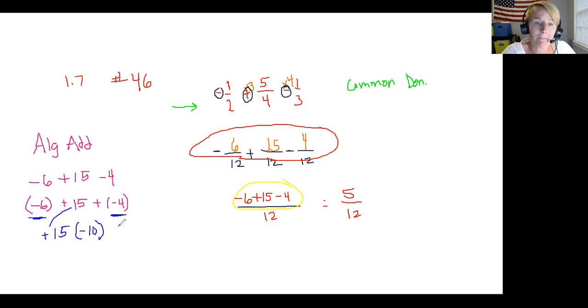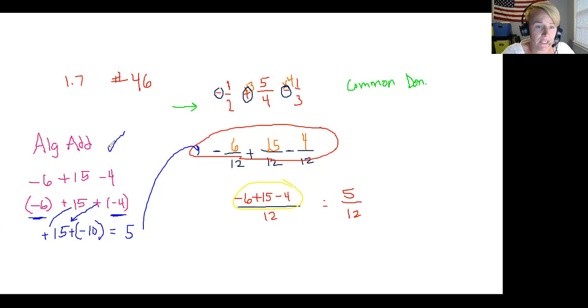And now if I'm combining what I have left here, I have 15 plus a -10. I had to carry this plus sign down too. A 15 plus a -10, which is going to give me a 5. So I would also end up with my 5/12.